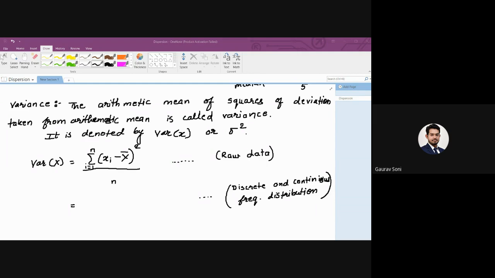You're partially right. So the formula will be summation fi times xi minus x bar whole square, i running from 1 to n, divided by summation fi, i running from 1 to n.